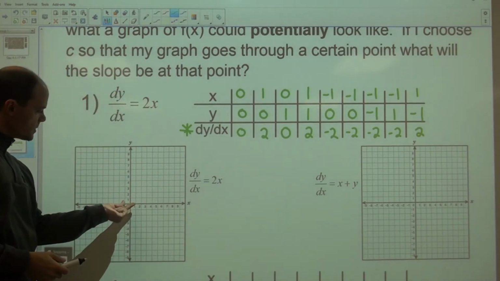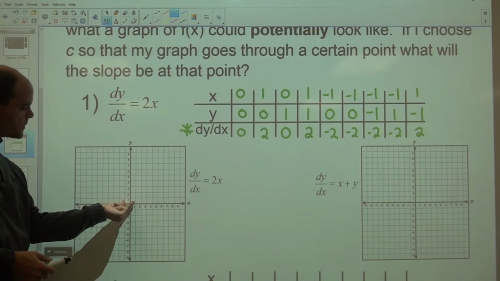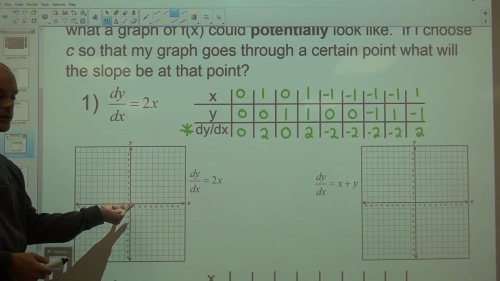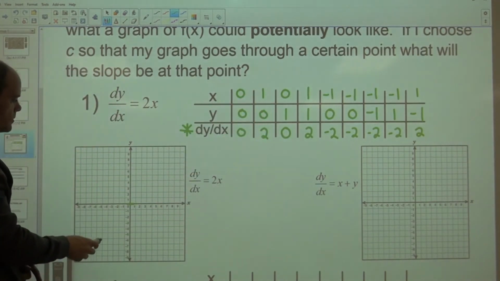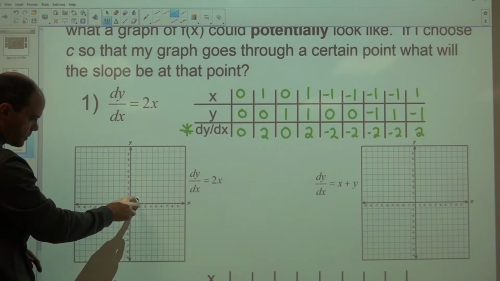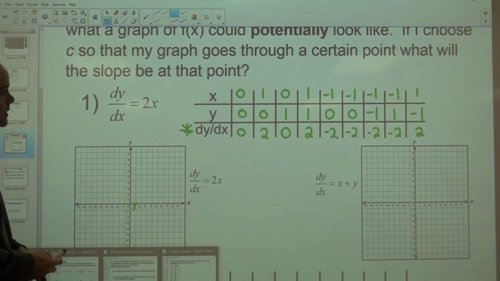So I want a little tangent line slope at 0, 0. I drew a little segment that actually had a slope of 0. And then I would go to 1 comma 0 and graph a slope of 2. Well, 1 comma 0 is right there. A slope of 2 would be kind of steep, like that.